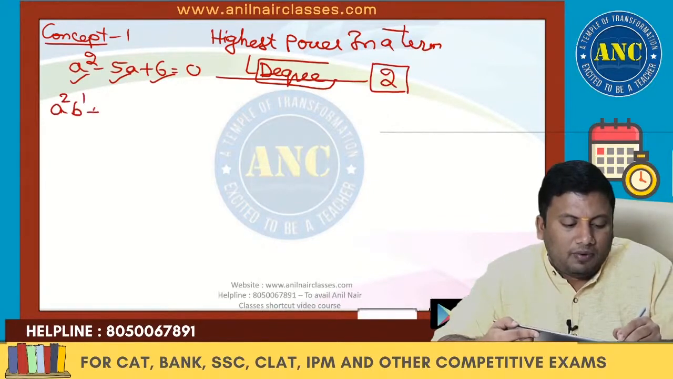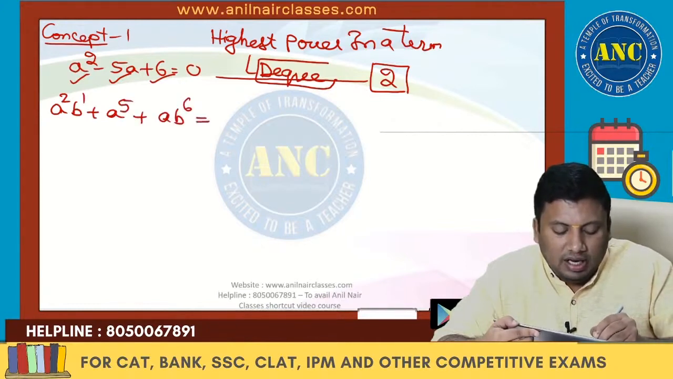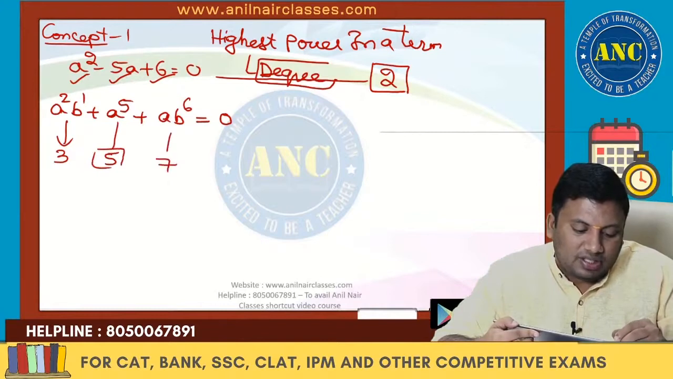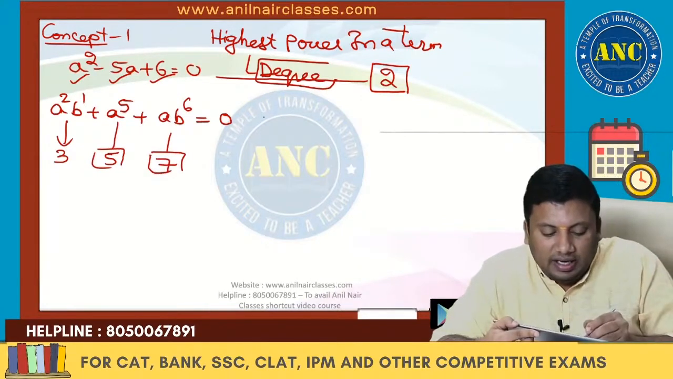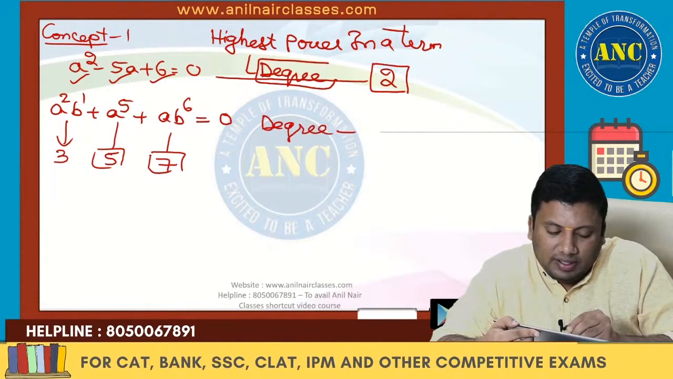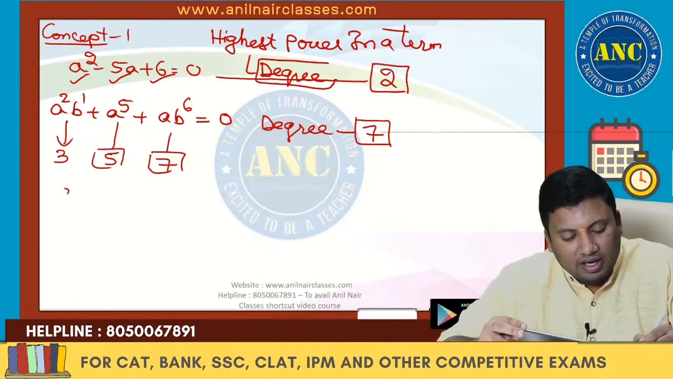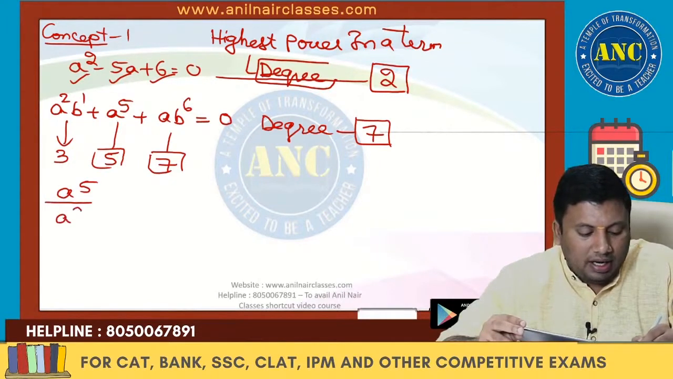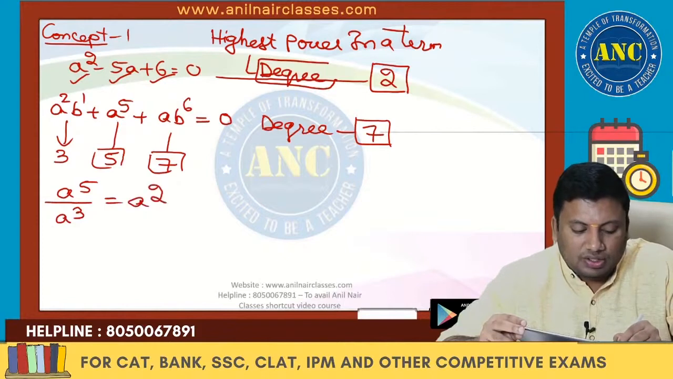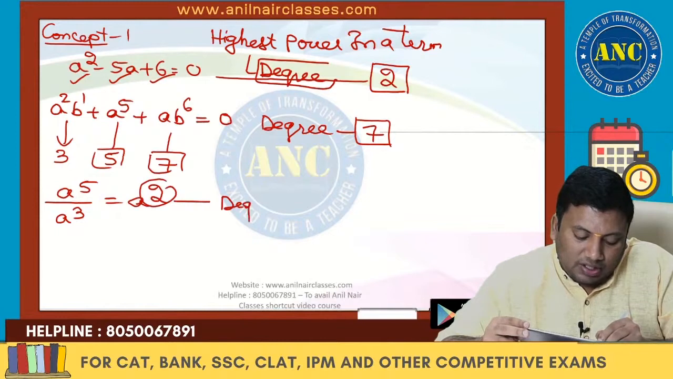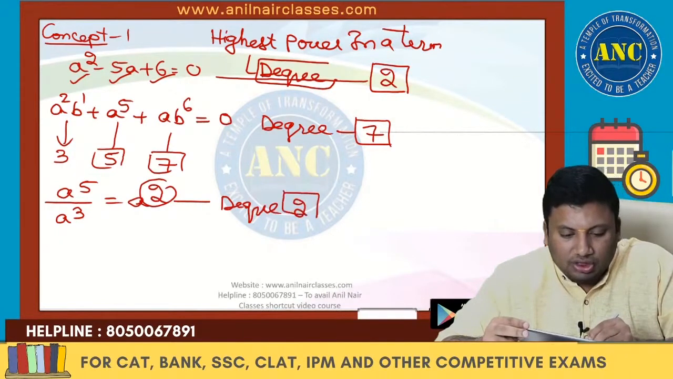A square b power 1 plus a power 5 plus a b power 6 equivalent to 0. If 2 variables are there, add the powers. 2 plus 1, 3. These are nothing but 5. These are nothing but 7. 3, 5, 7. What is the highest? So, the degree of this expression is nothing but 7. Now, A power 5 divided by a power 3. This is nothing but a square. If there is any division operation, please do it. What is the degree of this expression? This is nothing but 2.